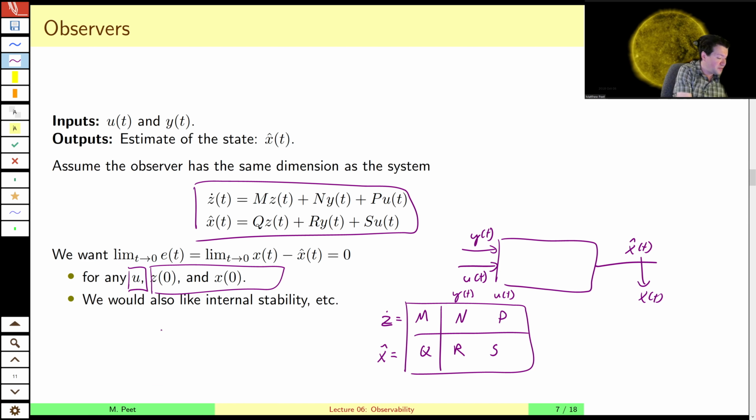And so we define our error dynamics, e of t, as the difference between these 2 states, or the estimate of the state. Actually, we usually go the other way around. We subtract the state from the estimate, so that if our estimate is high, then our error is positive, and if our estimate is low, our error is negative. So how do we choose these 6 matrices? We have a lot of flexibility, 6 parameters.